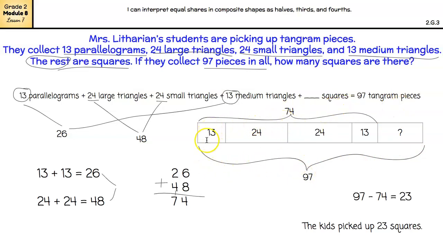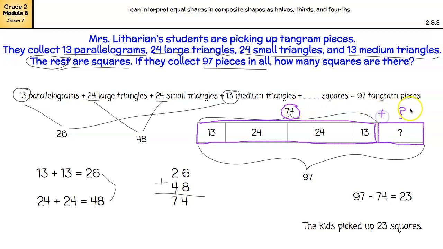So when we have this part, let's grab my writing tool here. I have this part is equal to 74. And when I add 74 to this part of squares, that's the number we don't know yet, if I add those parts together, it's going to give me the total of this whole bar, the total number of shapes, which we know is 97. So I could say 74 plus some number is equal to 97.